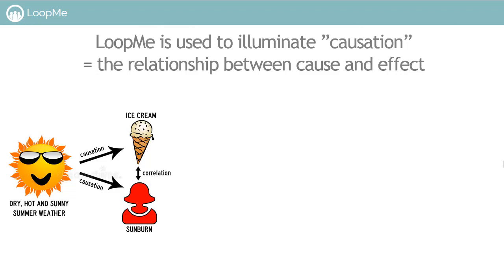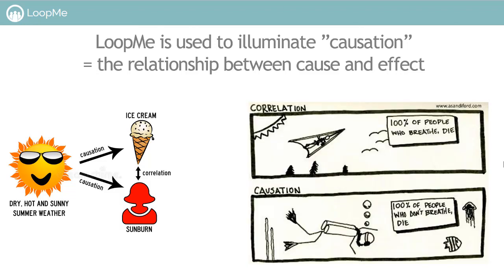There we have causation. So statistics and surveys are often used to capture correlation, but LoopMe is rather used to capture what is called causation. Another example is here. Let's say that 100% of people who breathe die. That is correlation. It's not because they breathe that they die. They die because they are humans, and humans always die sooner or later. And then we have the next statement: 100% of people who don't breathe die. Well, then the fact that they stopped breathing is the reason why they die. There we are talking about causation.